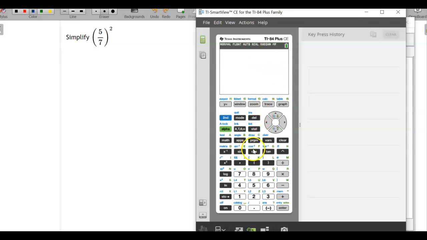So you can use either one of those. This one does some other programs that the little cheaper one doesn't do. But just for doing fractions, you can use either calculator.